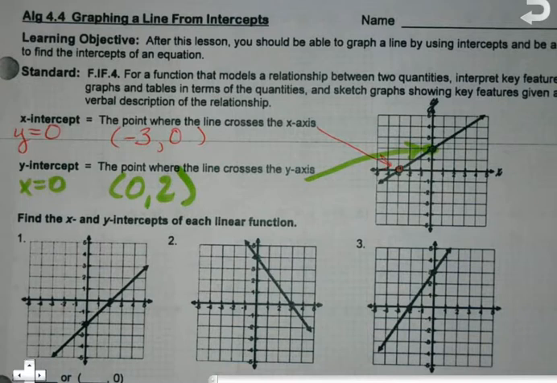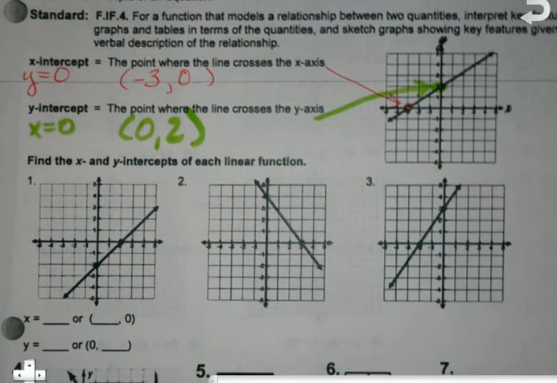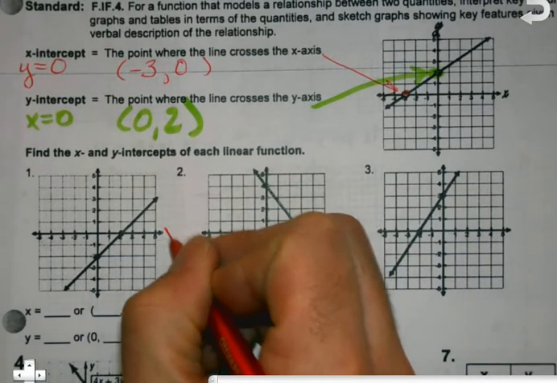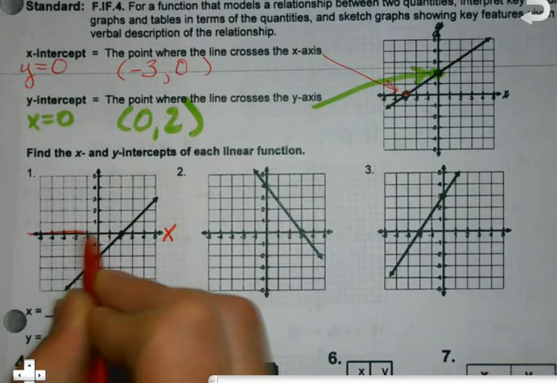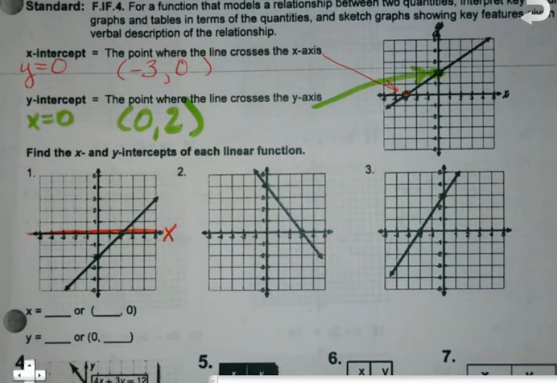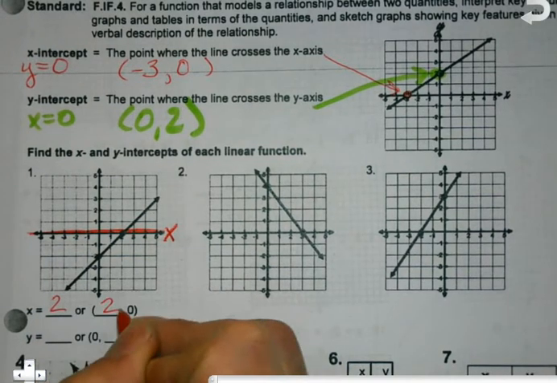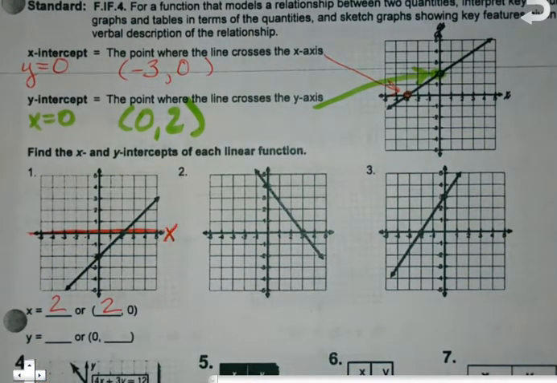Whenever I'm looking for these on any line, I'm just going to continue to keep looking for my intercepts. So, for instance, on number 1 down here below, and here's my x-axis, where does the line cross the x-axis? 2. So my x-intercept would be 2, 0. Again, when it's the x-intercept, y is always 0.